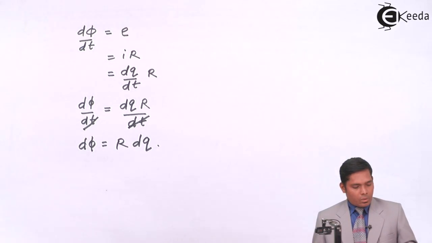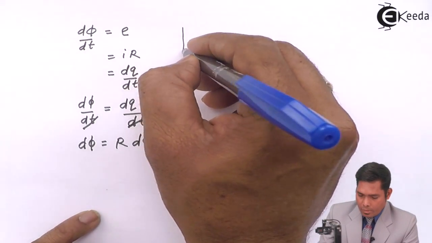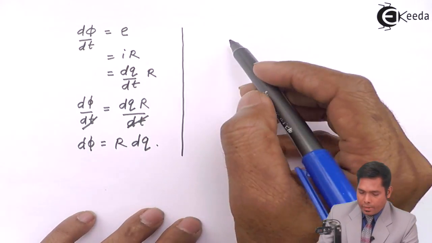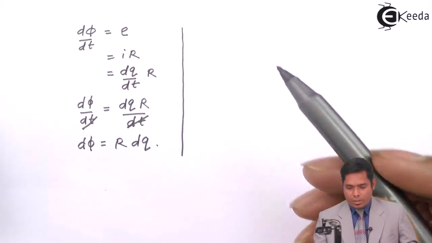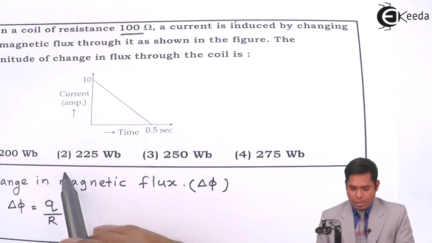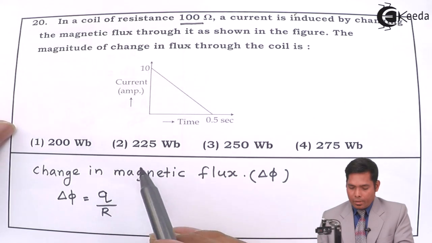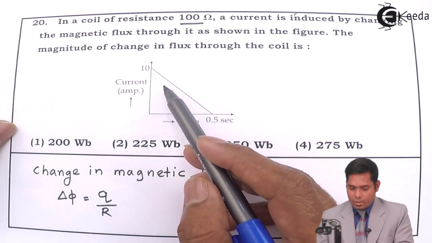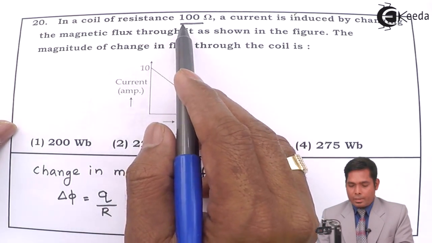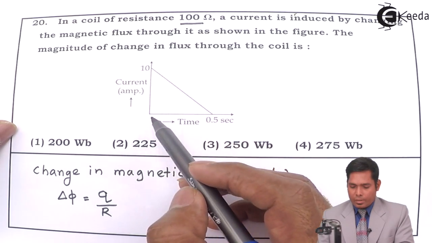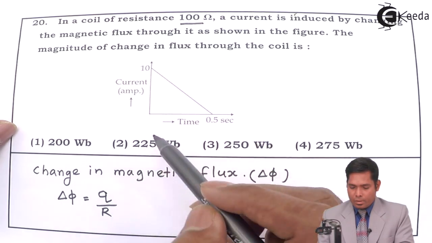Okay. Now we can find d phi. So R into dq. This is a multiplication, R into dq. How to find d phi? We can find d phi by finding the change in the charge multiplied by the resistance given. How to find the charge from this?